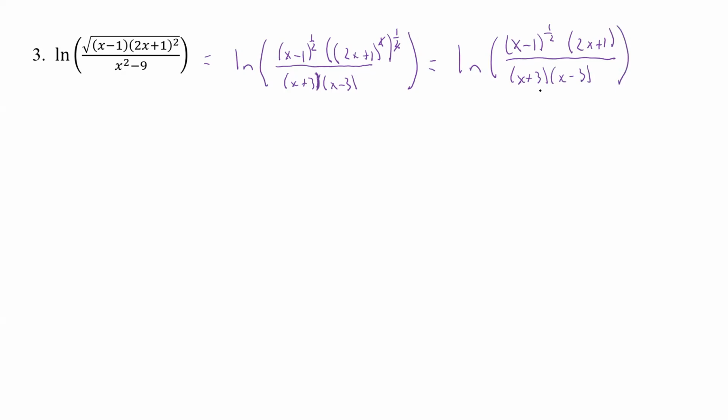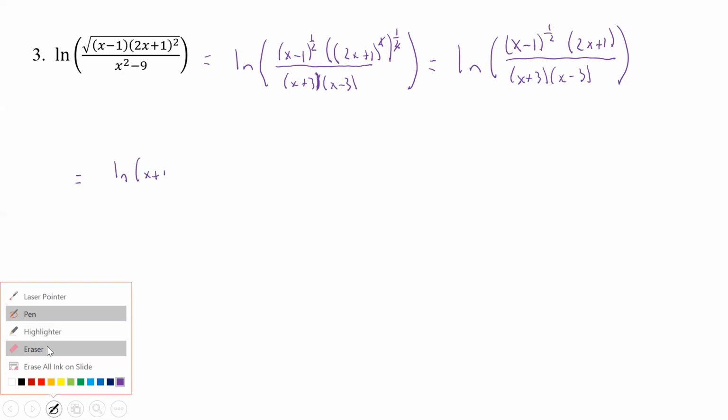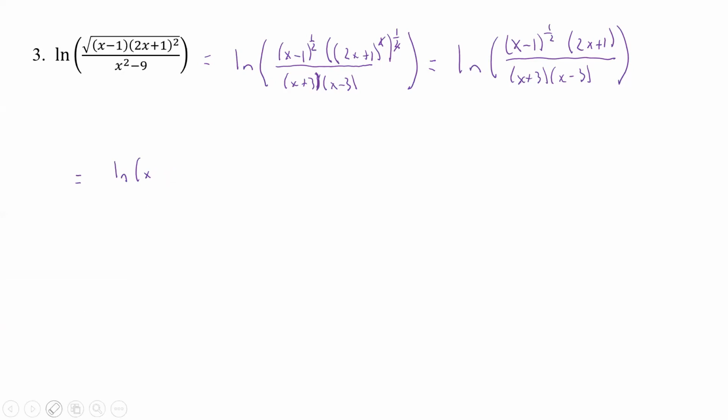Now what we can do is we can use our quotient rule as well as the product rule and break that down into, now it's going to be the ln of that first part, ln x minus 1 to the 1/2, and then plus, because that's still the numerator, ln of 2x plus 1. Now we can subtract off ln of x minus 3, and then minus the ln of x plus 3. So I wrote them in backwards order, but that's okay.